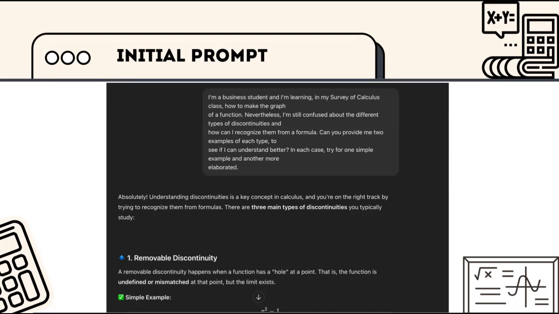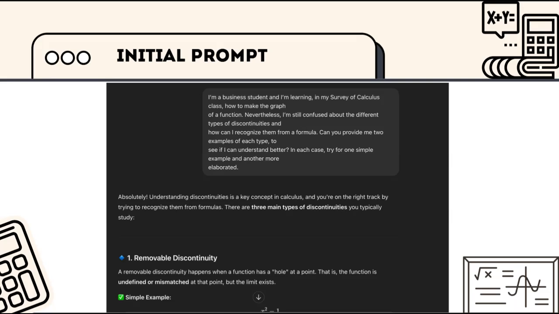Okay, so for our second slide, the initial prompt. We established a conversation with ChatGPT, asking if it can help us with the different types of discontinuities, because we are a little confused, and if it can provide two examples of each type, one simple and one more elaborated. ChatGPT responds with the three main types of discontinuities: removable, jump, and infinite.